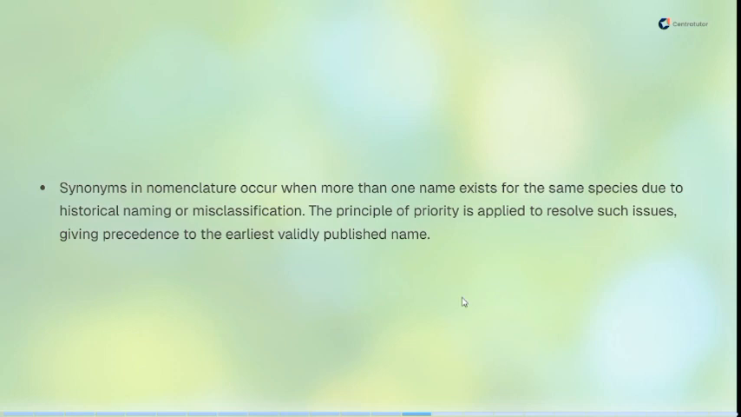So the principle of priority is applied to resolve this kind of issue of synonymous naming. It is applied to resolve such issues, giving precedence to the earliest validly published name. So the organism that was given the name first would keep that particular name. Then another name will be found for the other organism that happened to be given the same name. So let's move on.